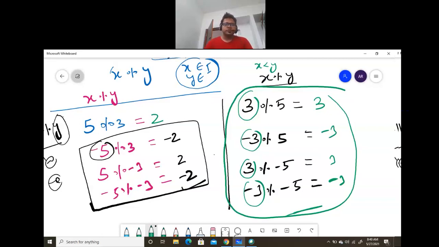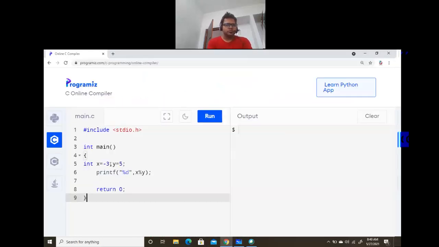So this is the first phase. Now we are trying to execute the same code in an online compiler. You can use any compiler, right? So x is equal to minus 3, y is equal to 5, printf x modulus y. The program has executed, and the answer is minus 3, right? You can see that the answer is minus 3.